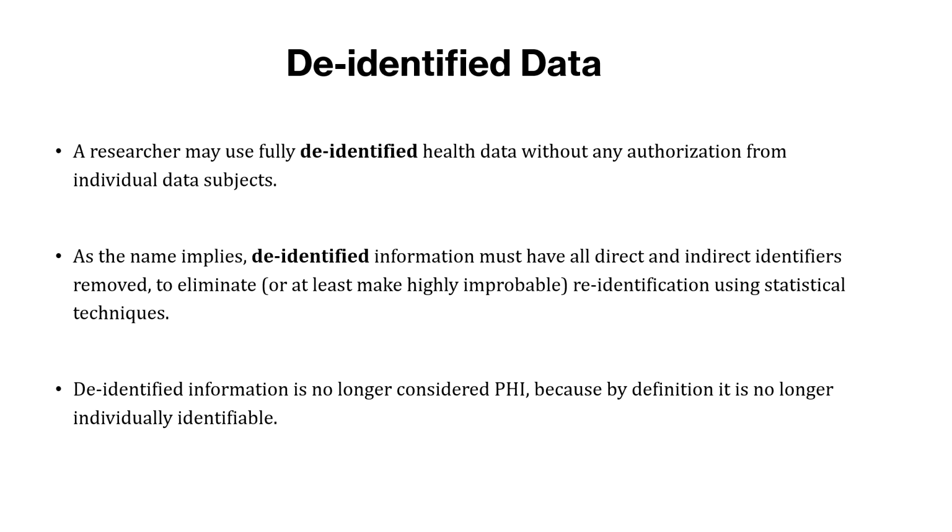De-identified data. A researcher may use fully de-identified health data without any authorization from individual data subjects. As the name implies, de-identified information must have all direct and indirect identifiers removed to eliminate, or at least make highly improbable, re-identification using statistical techniques. De-identified information is no longer considered PHI because by definition it is no longer individually identifiable.